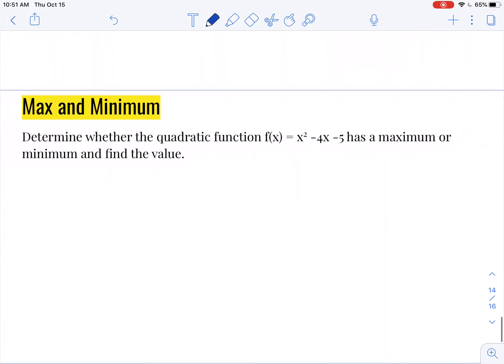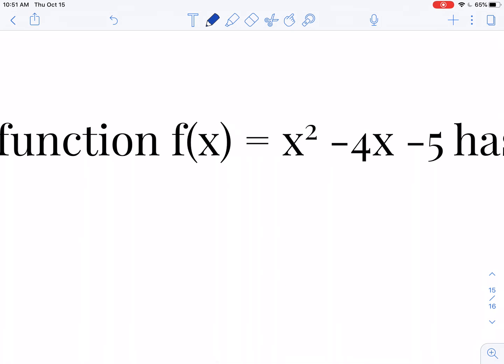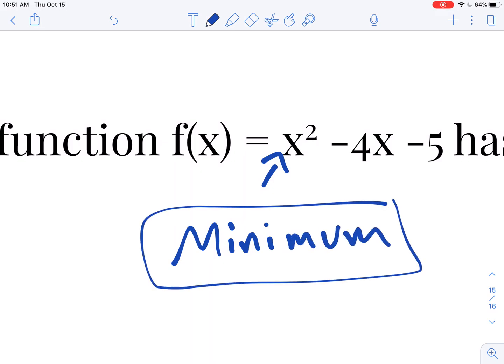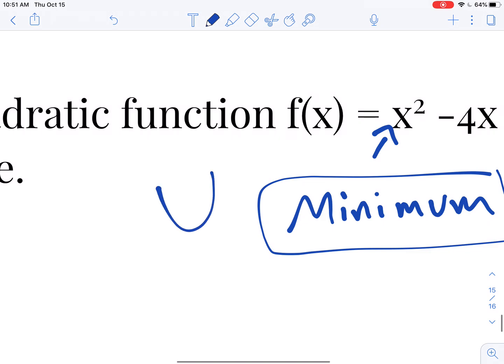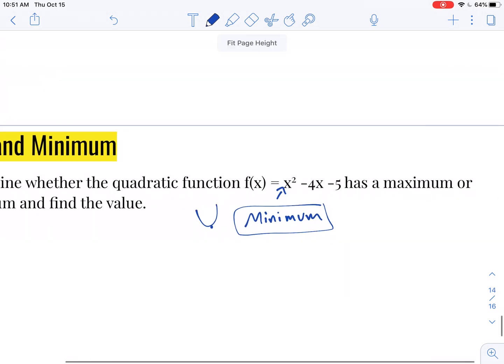All right, so determine whether the quadratic function x squared minus 4x minus 5 has a maximum or minimum and find the value. Well, right away, I can tell you that this is going to be a minimum. My a value is positive. And since my a value is positive, that means it's concave up, which means I've got a minimum.